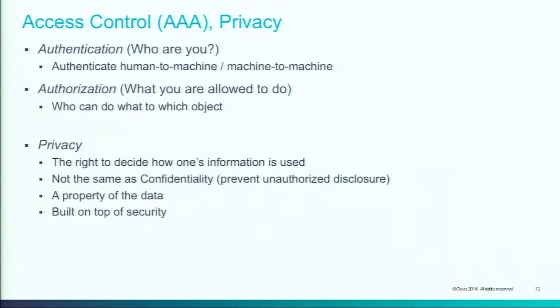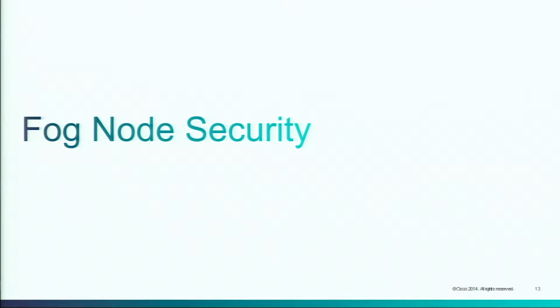Access control, you'll often see AAA referred to: authentication, who you are, and authorization, what you're allowed to do. Privacy, which we talked about earlier, is the right to decide how your information is used. It's not the same as confidentiality, which is the responsibility to prevent unauthorized disclosure. So one is identifying data with specific attributes. The other is carrying out the intent of those attributes. And privacy is built on top of other security mechanisms.